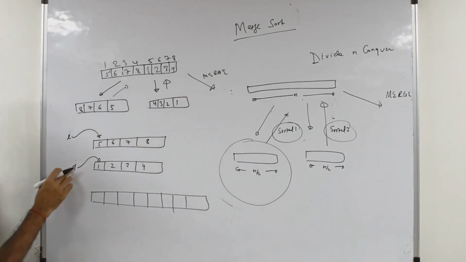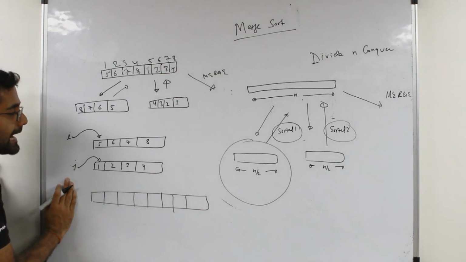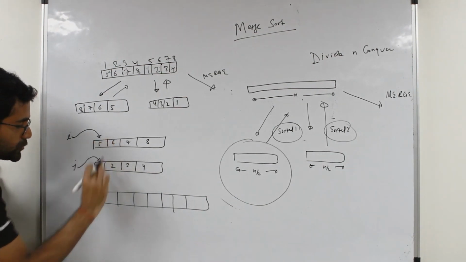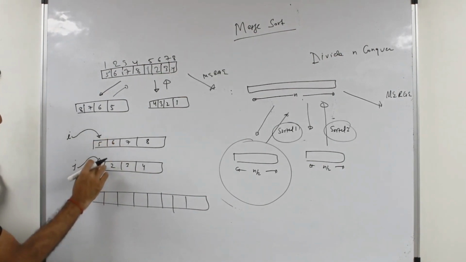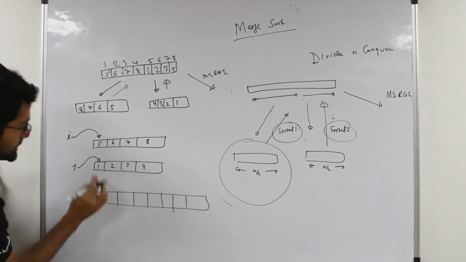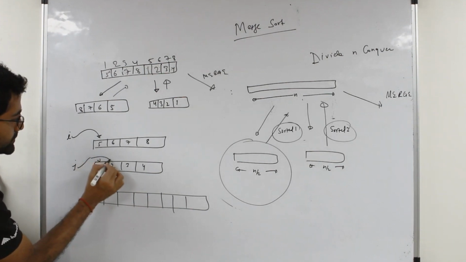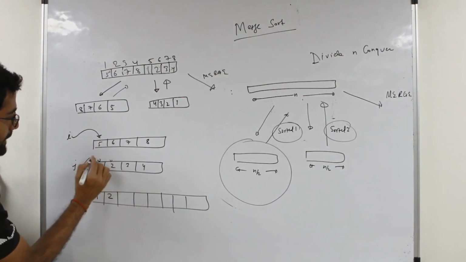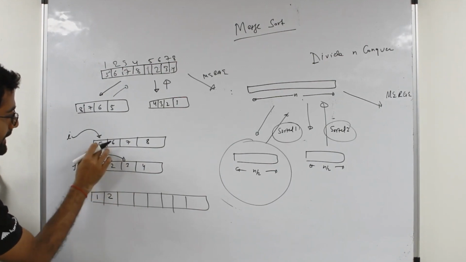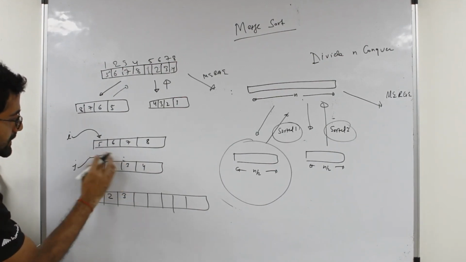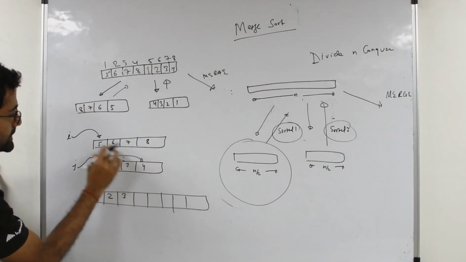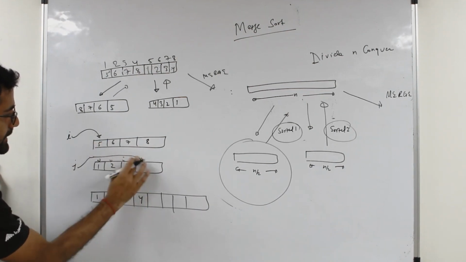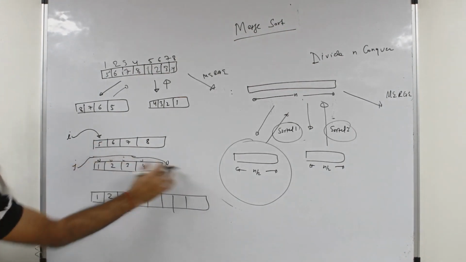These i and j pointers are positioned in a way that either of them qualifies to be the current element. Whichever is smaller qualifies to be the current element. Since this is the smaller, 1 comes here and I move this pointer. 2 is smaller than this, 2 comes here, I move this pointer. 3 is smaller than this, 3 comes here, I move this pointer. 4 is smaller than this, 4 comes here, I move this pointer. Now this array is over.